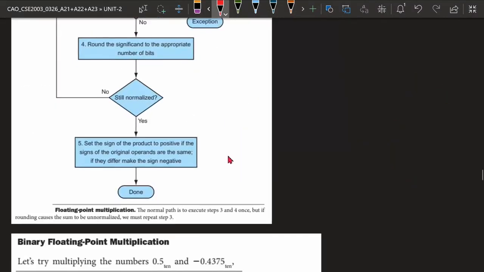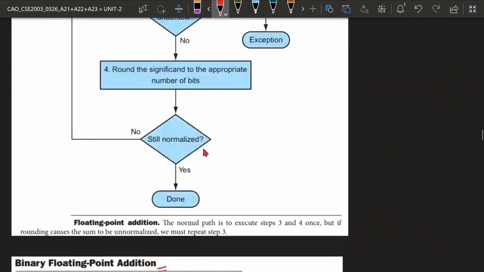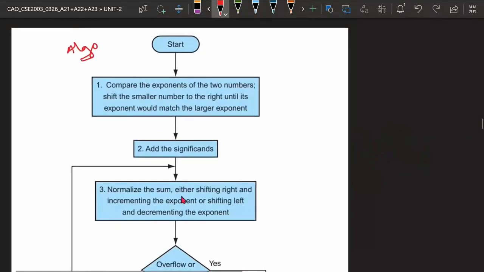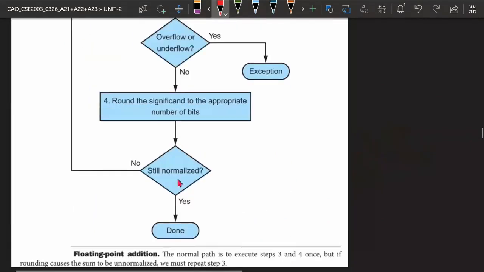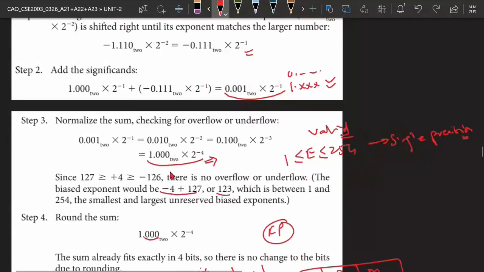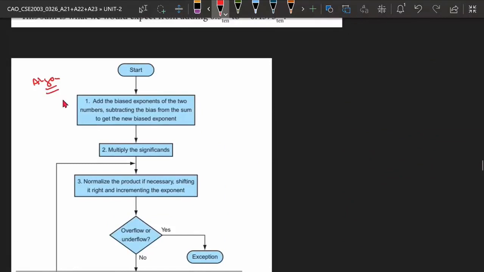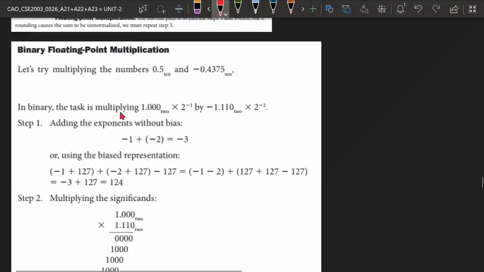So whatever steps we have done, the same is given in the algorithm. This is the algorithm for how we should do the addition or subtraction. Similarly, the next question is for multiplication. For multiplication, this is the algorithm you need to follow. The rules we have already gone through, you can just go through them.